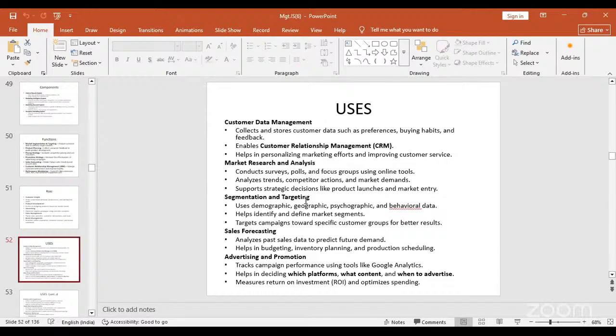Then customer data management uses. What are the uses of the MKIS? They can manage the data of the customers, that enables customer relationship management. Manage the data, store the data, manipulate the data, take the data for analysis. Then market research and analysis is there. It conducts surveys, polls, and focus groups using online tools. Analyze the trends, competitors' actions, and market demands. Then support strategic decisions like product launches and market entry.